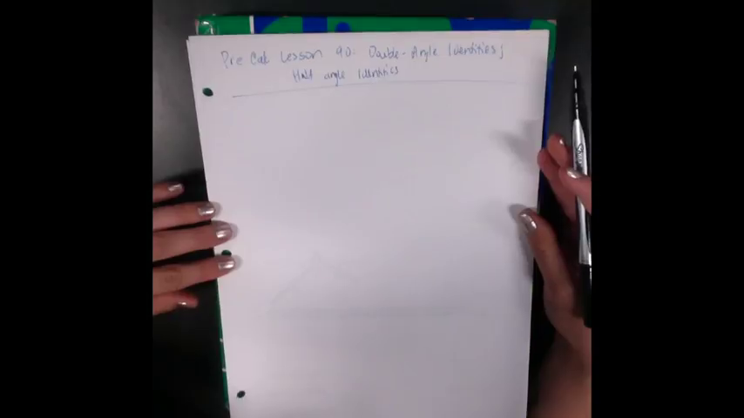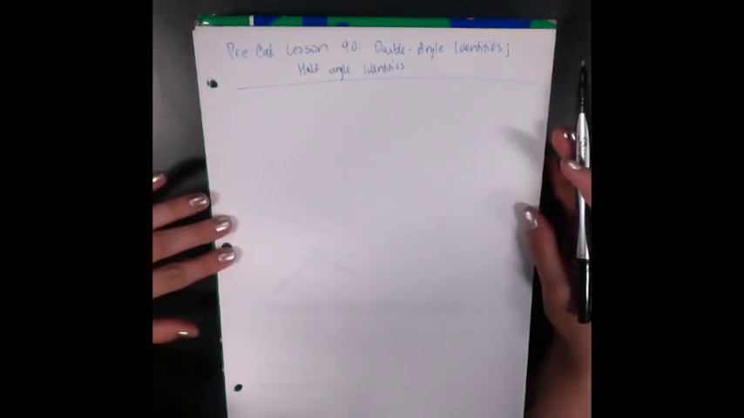Hello. Today we are doing pre-calc lesson 90, double angle identities and half angle identities. We are going to be filling in some of the gaps of our identities so that they are fully complete and ready to go. Before, we talked about the sine and cosine sum and difference identities. You do need to be memorizing those. They are on your sheet.